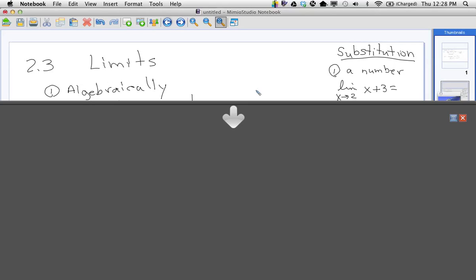If you want to do the limit as x approaches 2, then you ought to take a 2 and plug it in.